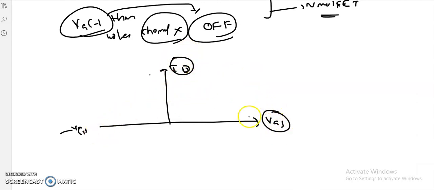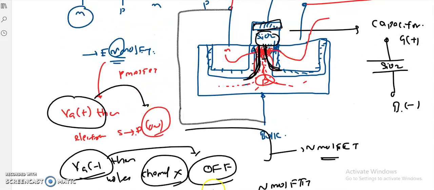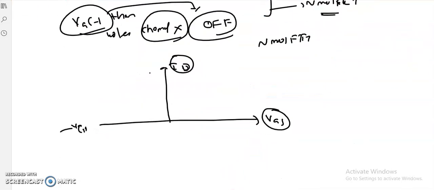So here I'm taking from negative to positive. If it is an N MOSFET, for positive voltages, right? So for positive voltages, the MOSFET is in which state? The MOSFET is in the conduction state, on state. But for the negative voltages, the MOSFET is in the off state. The same thing we are going to represent here in the graph. The graph will come like this. It's just like a diode characteristics.